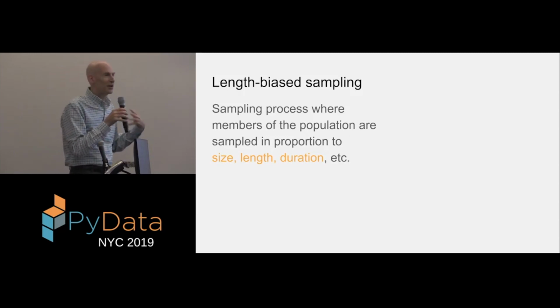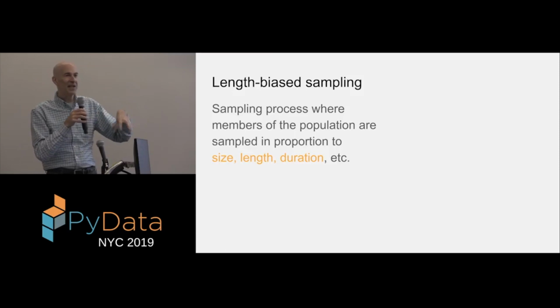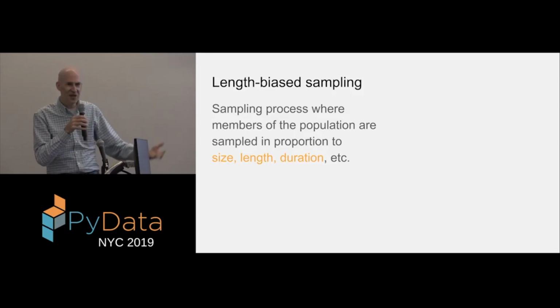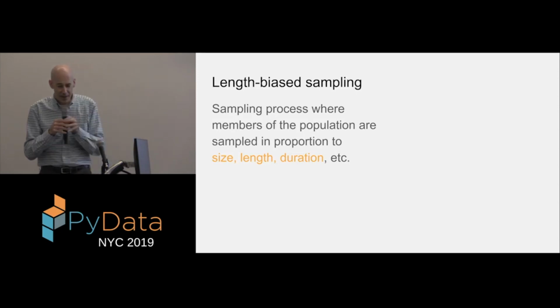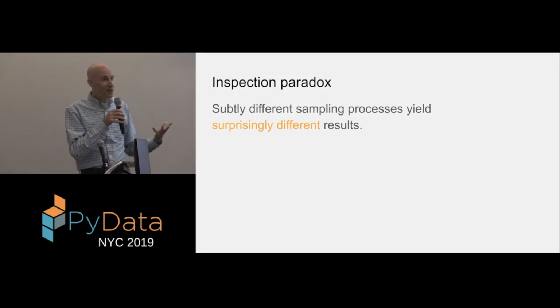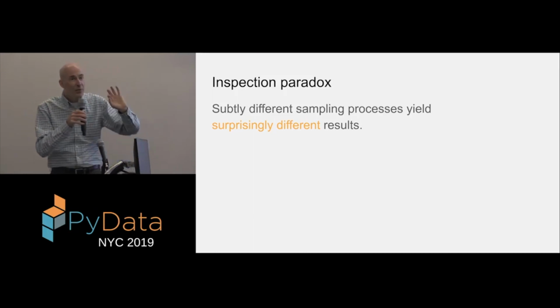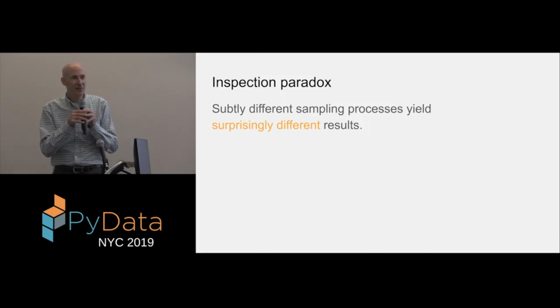That's an example of what's called length-biased sampling, where your probability of being in the sample is proportional to some kind of size or length or duration in time, usually in a linear way. And that leads to the inspection paradox, which is that if you do subtly different kinds of sampling, you get surprisingly different results.